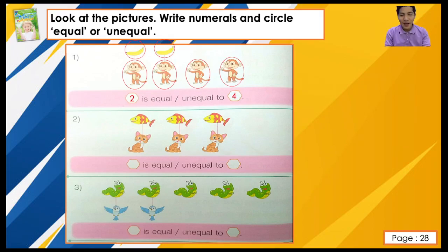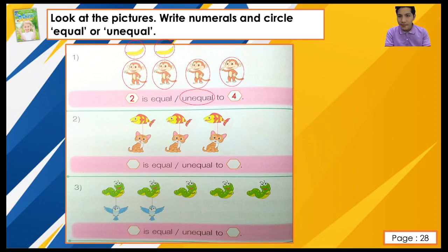Alright, grade 1, are you following? Now let's compare number 2 and number 4. Is 2 equal or unequal to 4? Yes, 2 is unequal to 4. Great job, grade 1. Now let's move to number 2.